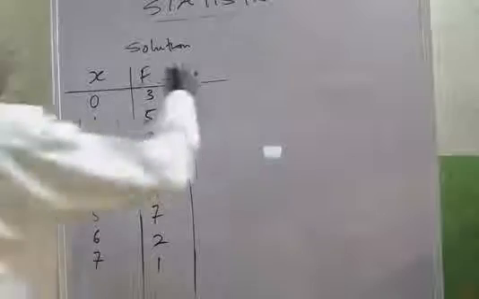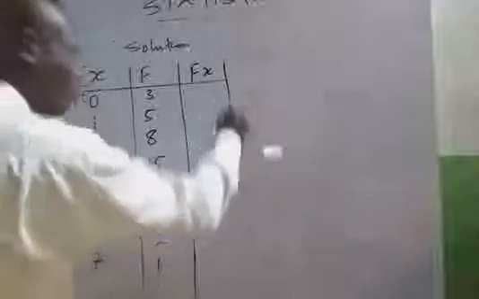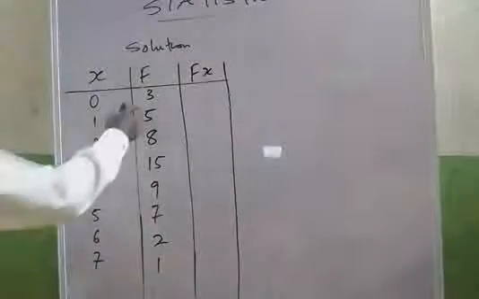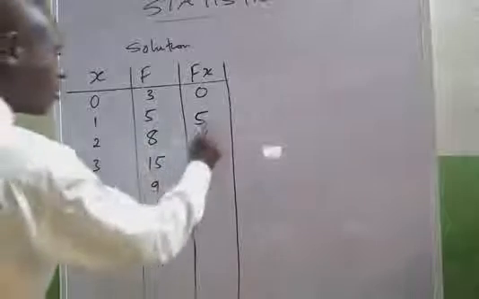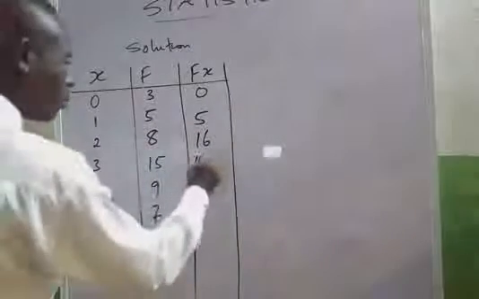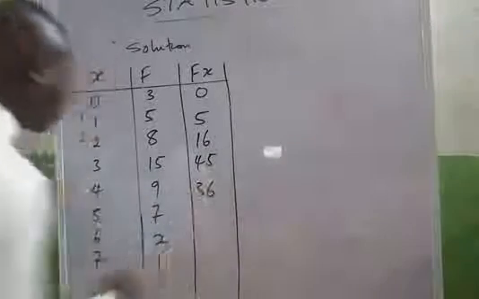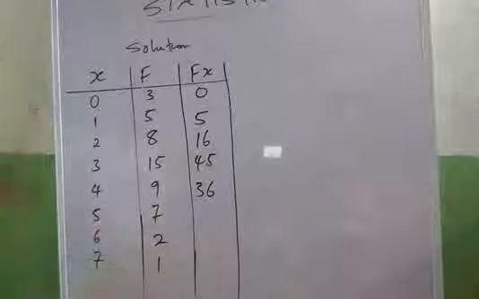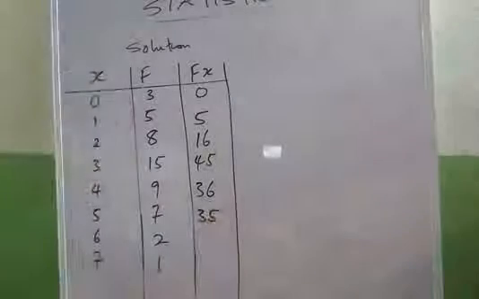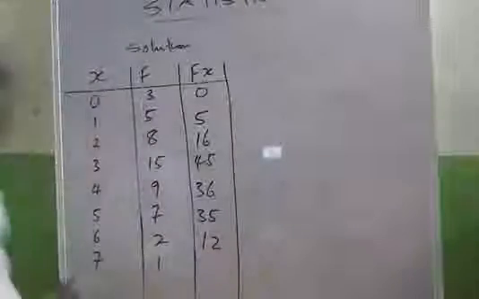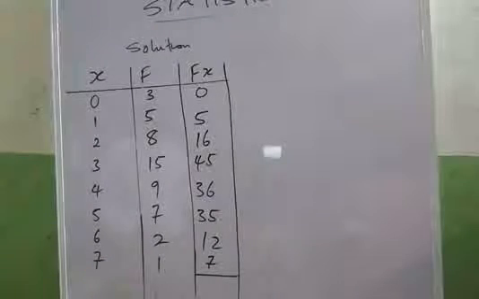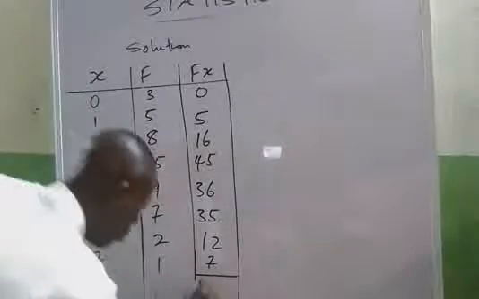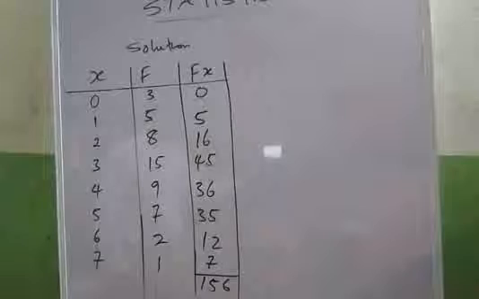Now the next thing we need to do is to find fx, which is frequency times x. 3 times 0 is 0. 1 times 5 is 5. 2 times 8 is 16. 3 times 15 is 45. 4 times 9 is 36. 5 times 7 is 35. 6 times 2 is 12. And 1 times 7 is 7. When you add all this together, that will give you 156.